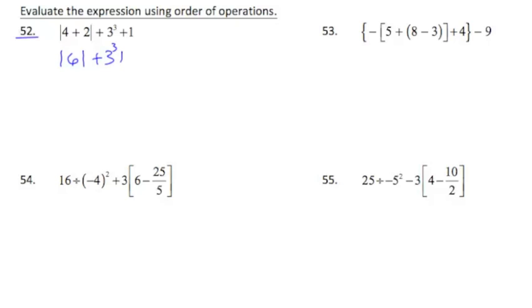Plus 3 to the third. I go ahead and copy all the rest of this stuff down. Once I've got a single answer inside the absolute value, now I want to go ahead and take the absolute value of that 6.